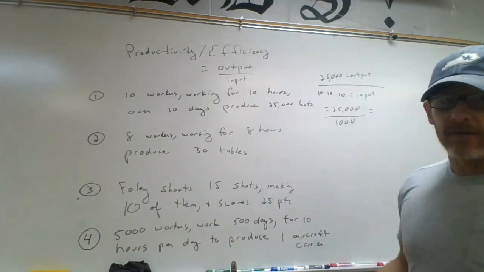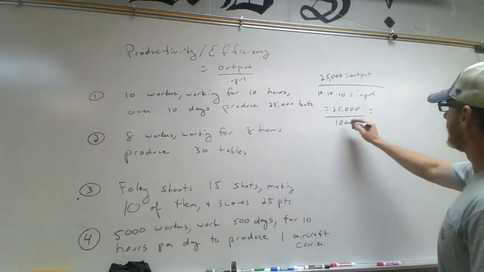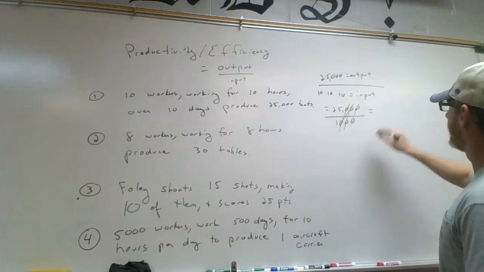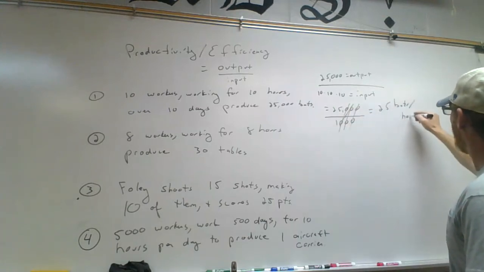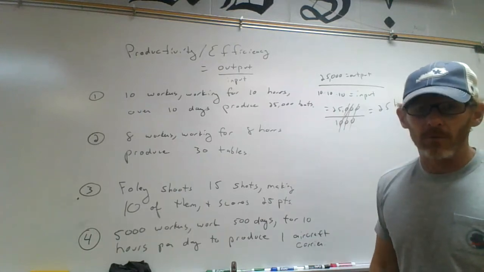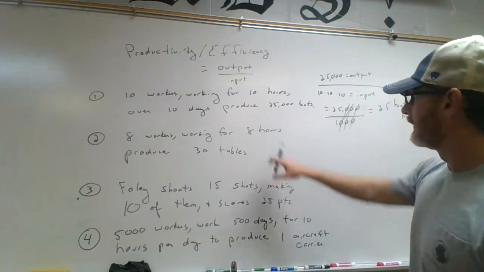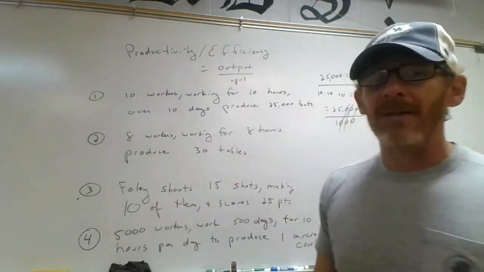You shouldn't need a calculator for that, but if you are, I'm going to show you that it's okay to do that. That's going to be, all these zeros cancel out. It is 25 bats per hour. 25 bats per hour are being produced. Okay? So let's look at something a little bit different. This one here, it's similar, but the output is going to be a lot smaller.